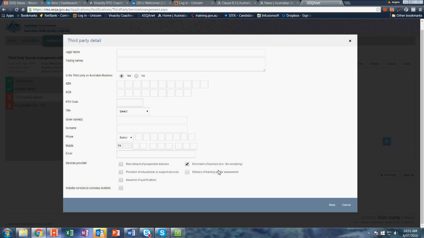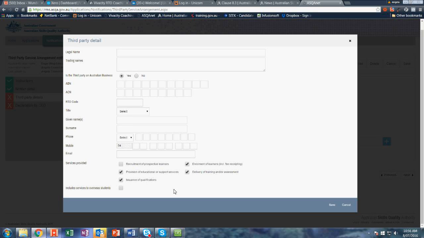Whether they're going to be delivering the training and assessment on your behalf, or are they going to be providing educational support services, i.e., as I explained, they might be doing LLN assessments or pre-selection requirements prior to student commencing the course. You don't need to put counselling services and support services in as a third party. These are people who would be part of the recruitment process.